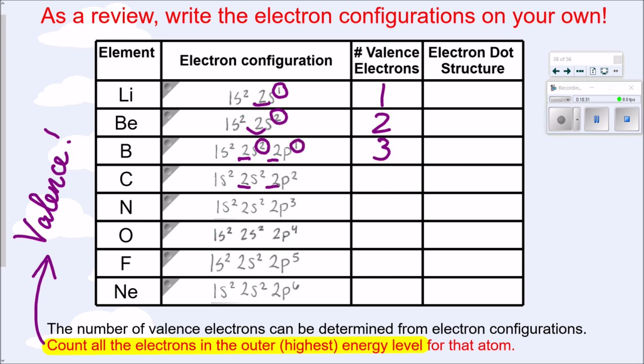Carbon, you do the same thing. Second energy level is the highest. We will add up the electrons in there to get a total of 4. For nitrogen, that would be 5. Oxygen, 6. 7 for fluorine, and 8 for neon.